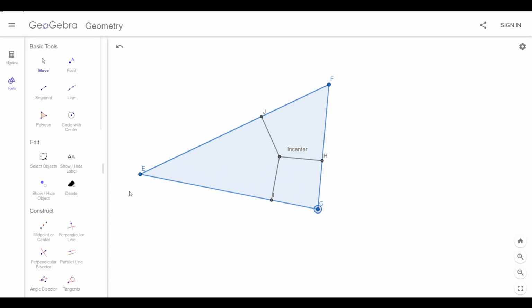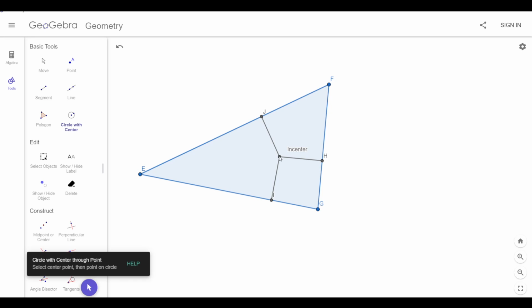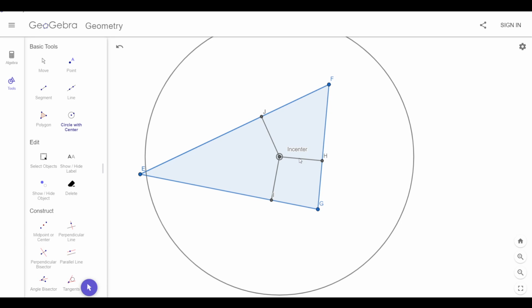So just to show you that that's true, I tell you what, now let's do the circle. Let's do that first. So hopefully this works. So if I draw a circle, why?